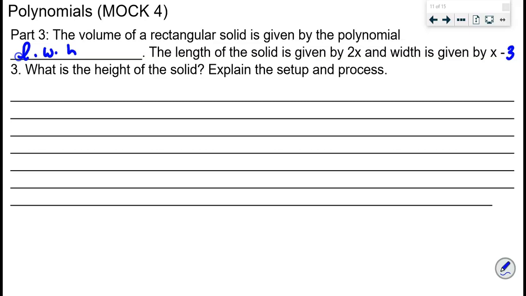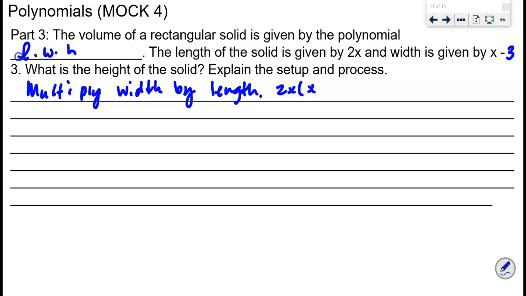Okay, so what we're going to do first is multiply the 2 dimensions I'm given, the width by the length, right? Or vice versa. Okay, so I'm going to do 2x times x minus 3. And that's going to give me 2x squared minus 6x, okay?